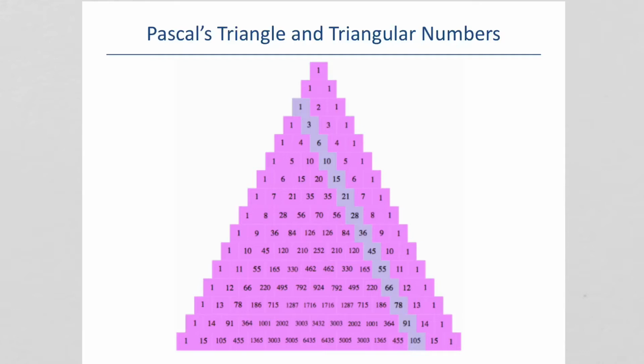Back to Pascal's triangle. In Pascal's triangle, if you look at the third diagonal row from the right, you see the triangular numbers.